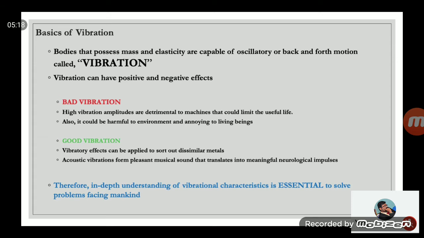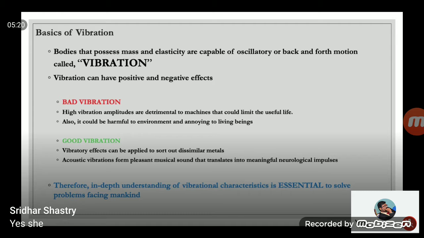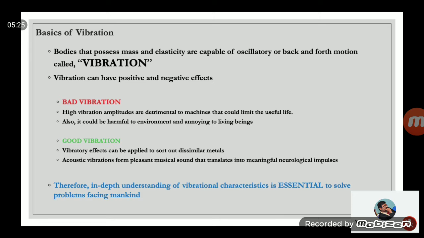So basically what happens is, in general, bodies possess, as you know, mass and elasticity, and are capable of oscillatory or back and forth motion, which is called vibration. It could be vertical motion, horizontal motion, or axial motion, whatever it is, in either direction. Any vibration that occurs is a back and forth or oscillatory motion.